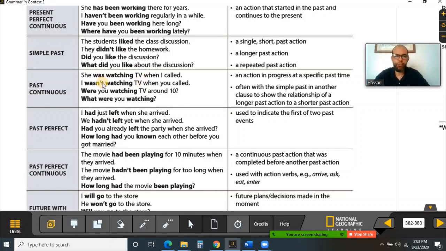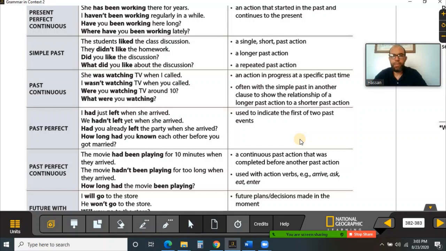The negative form is formed by adding not to the auxiliary: wasn't making, weren't making. And the question is formed by doing inversion. Was he, were they, plus verb ing. Was he making, were they playing, was he watching, etc. Now, when do we use the past continuous or past progressive? It's the same thing. When you hear progressive and continuous, it is the same thing.